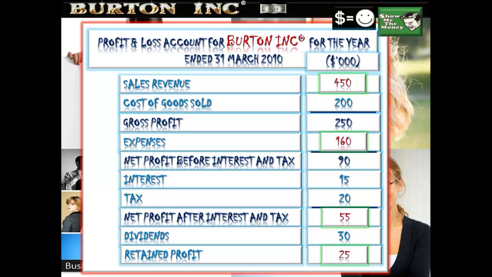So a nice logical structure. You just need to know the structure and the key calculations. So gross profit, net profit before and net profit after, and then dividends and retained profit coming through. So know the structure. The calculations are dead easy.